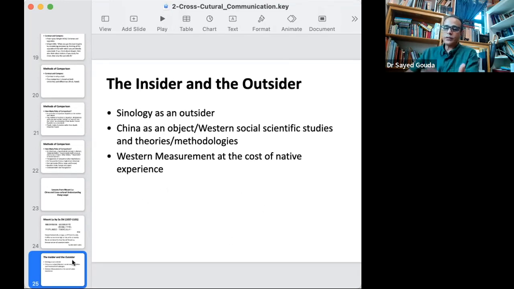So in this paper, he advocates striking a balance between the understanding of the outsider, the Western scholars, their approach, and the approach of Chinese scholars. So let's go through it with some more details.